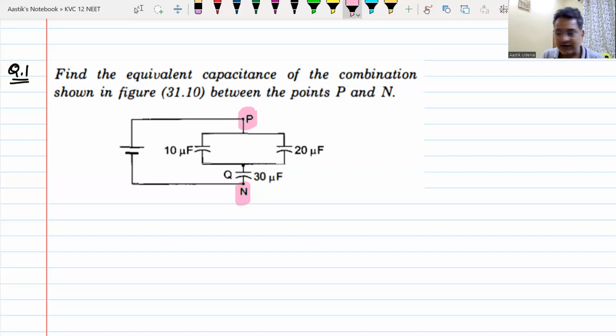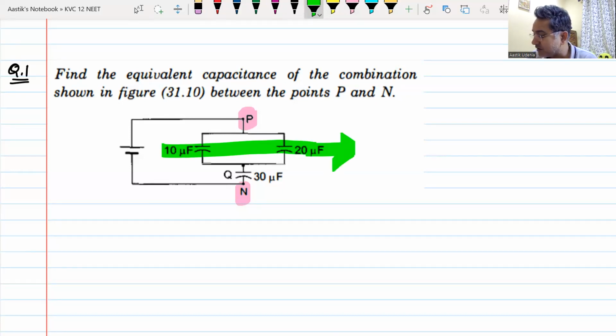Sir, add 10 and 20. Why do I add 10 and 20, Abhidham? Because if you look at this 10 and 20, they are in parallel. That is correct. This 10 and 20 capacitors are in parallel. First, we can understand that these are in parallel. So in place of these two capacitors, we can put one capacitor whose capacitance would be equal to 20 plus 10, that is 30 microfarads.